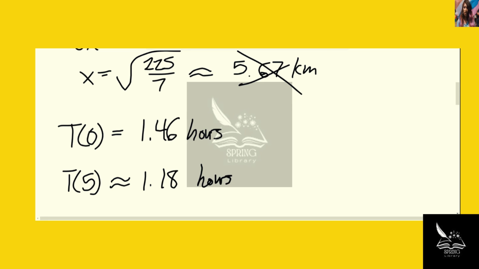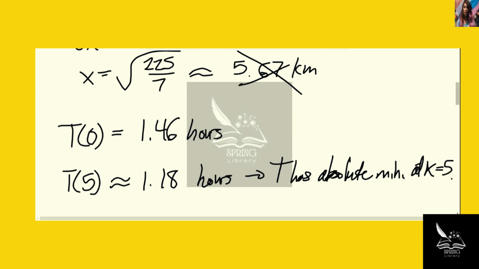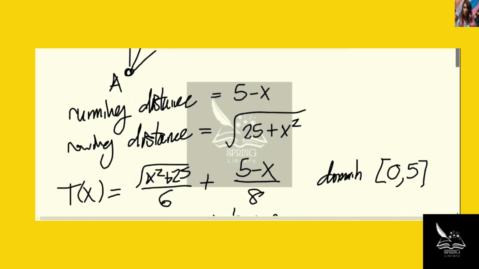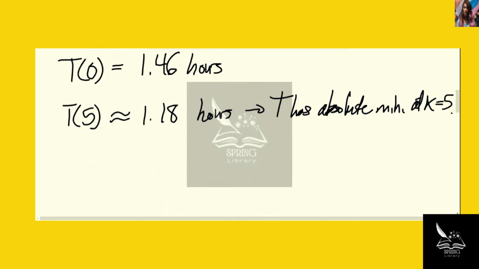Looking at these two times, we see that the time is shorter when x equals 5. And so T has an absolute min at x equals 5. Therefore, what's the man's strategy to minimize the time? The man should row directly from point A to point B.